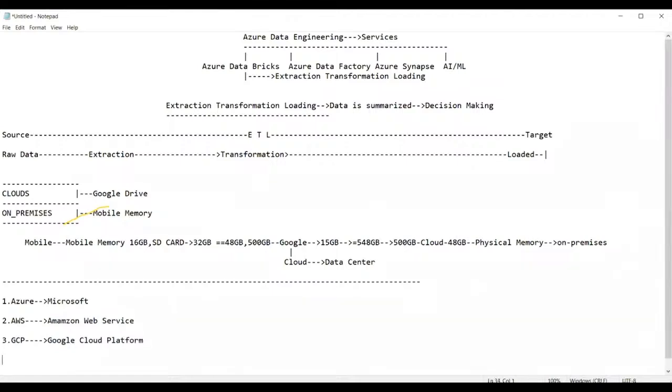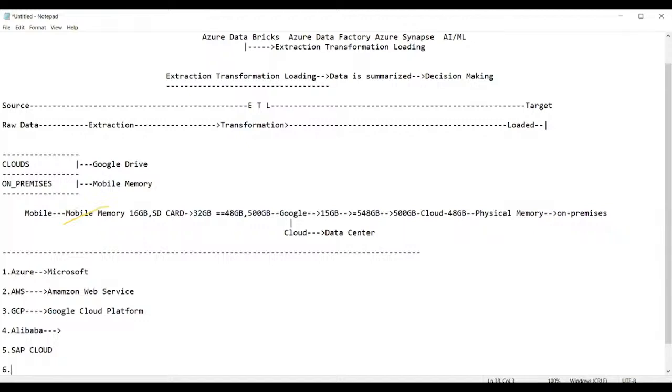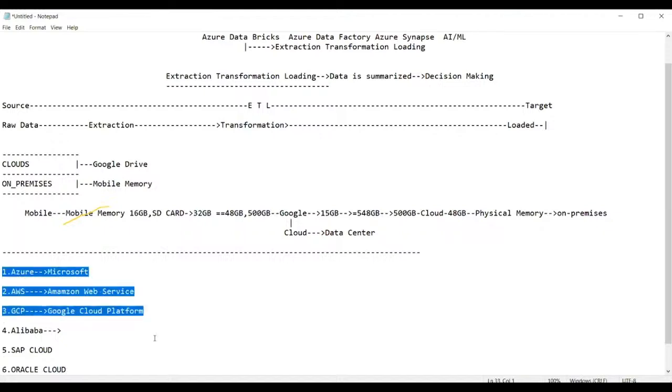Then we have Alibaba, a China-based cloud provider. Then we have SAP Cloud, Oracle Cloud, etc. These are all cloud providers, but the first three are the market leaders, and number one in providing cloud services is Azure.